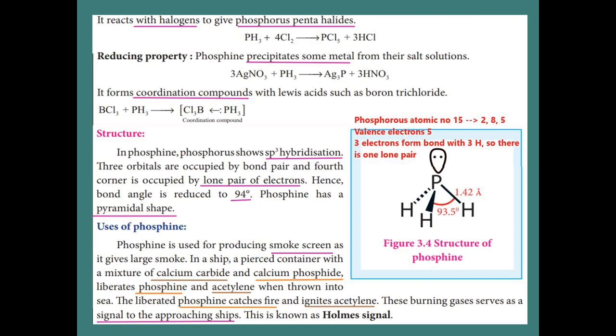When one ship needs help, the persons on that ship throw a container containing calcium carbide and calcium phosphide. The above mentioned reactions take place, and the burning gases make a signal to the approaching ship, so that they get help from another ship. So it is used as a signal, a home signal, to another ship.